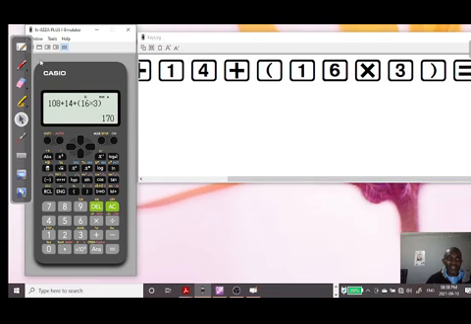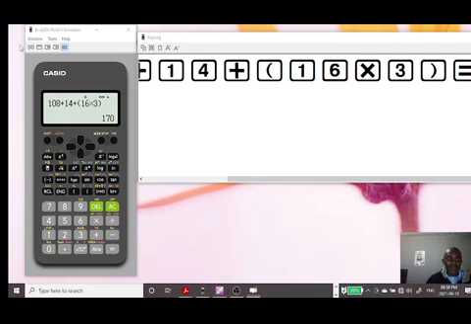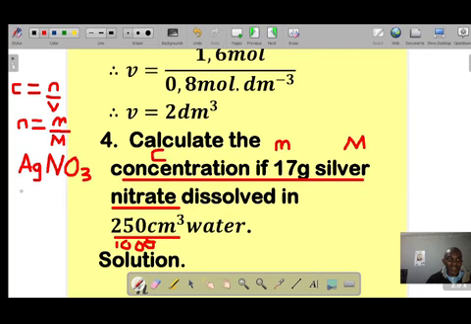Don't forget that. When I go back to my whiteboard, that's my M. So let me get my moles now, guys. Hope we are together. So my moles, the mass, is 17 grams. I'm going to say 17 divided by 170. If I divide by 170, what do I get? Guys, talk to me. I get 0.1.